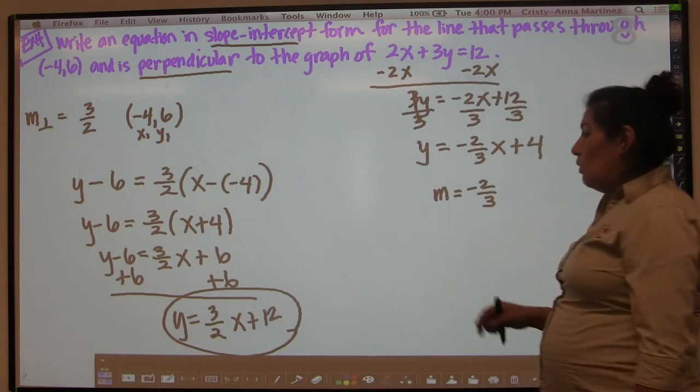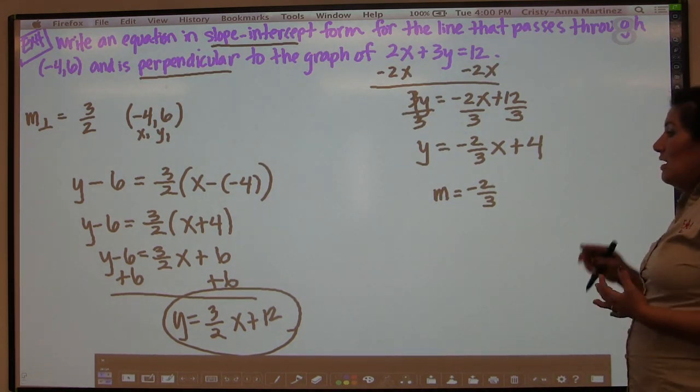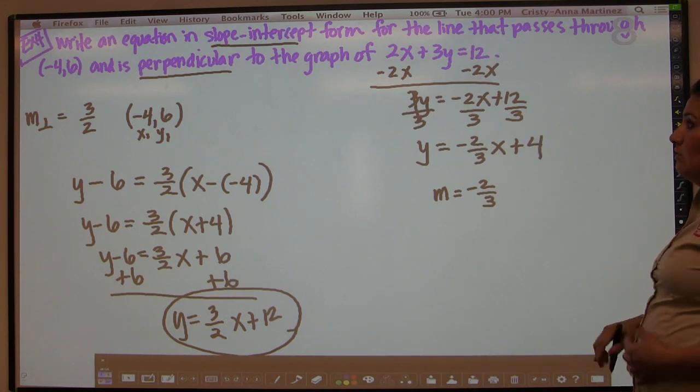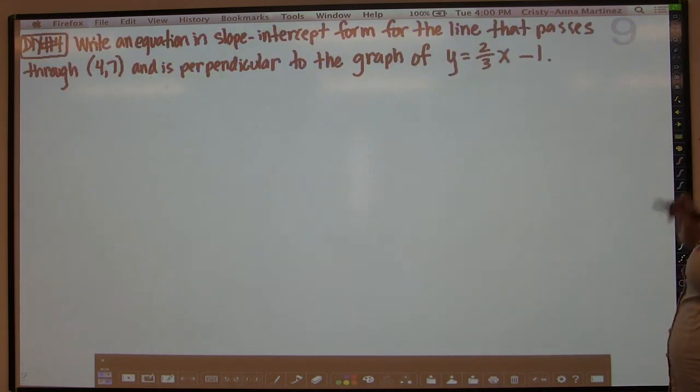So that line, y equals 3/2 x plus 12, is perpendicular to this line and passes through the point negative 4, 6. So now you will do it yourself number 4, and once you have completed that example, you will have completed your notes for this lesson, and I will see you in class, and thanks for watching.